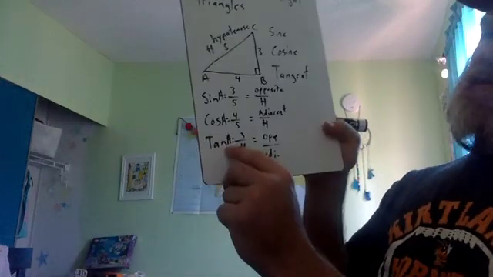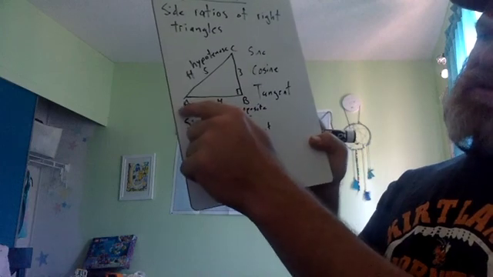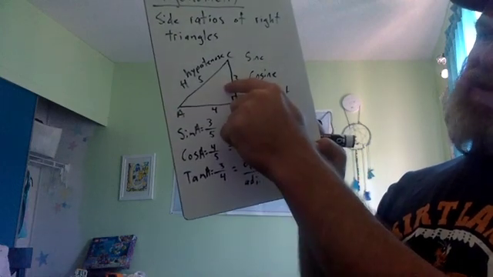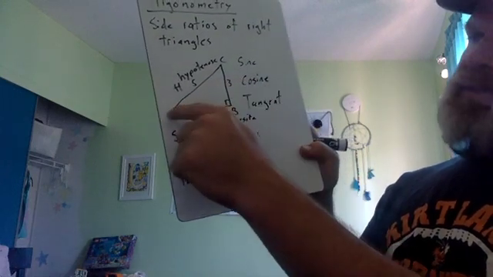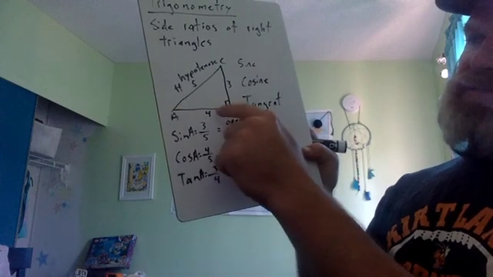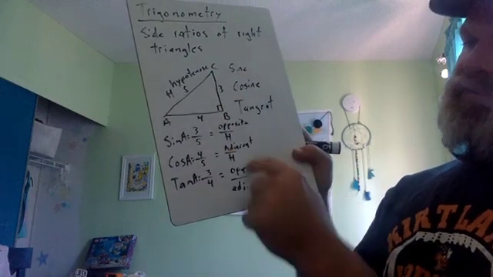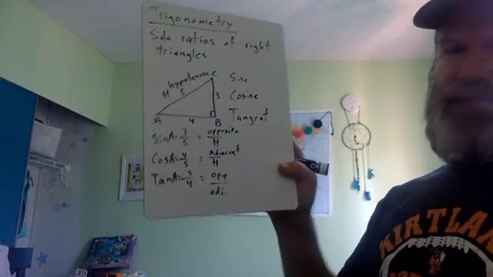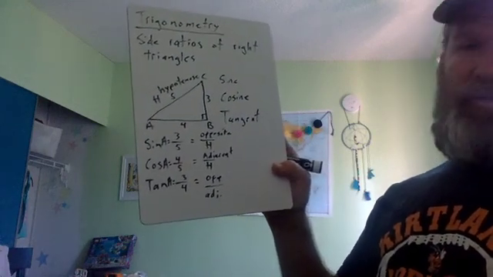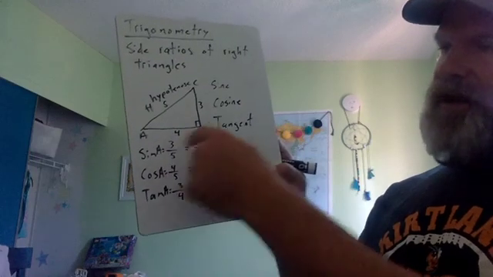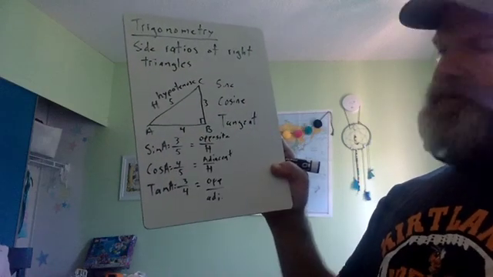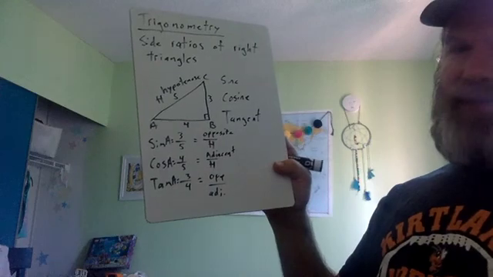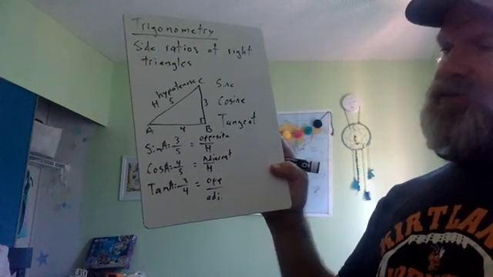So tangent of A, you're starting with A. The side opposite of A is across the triangle, that's 3. And the side adjacent to A that's not the hypotenuse is 4. So it's 3 over 4, opposite over adjacent. So those are your 3 ratios that are the building blocks of trigonometry. Sine is opposite over hypotenuse. Cosine is adjacent over hypotenuse. Tangent is opposite over adjacent.